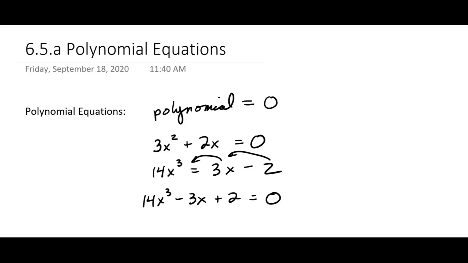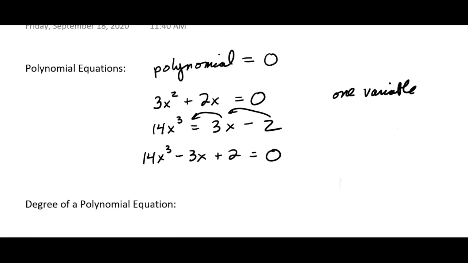Now our polynomial equations are going to have one variable. Remember when we were factoring, sometimes there'd be an x and a y or an a and a b when we were factoring in this chapter, but these equations are only going to have one variable. So it might be in terms of x, it might be in terms of a or some other letter.